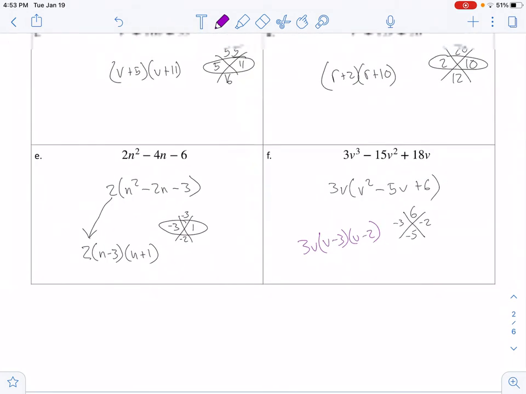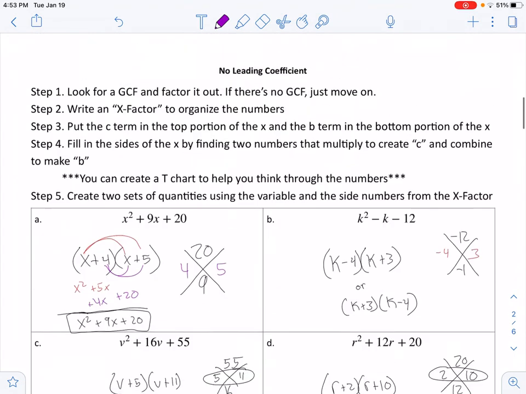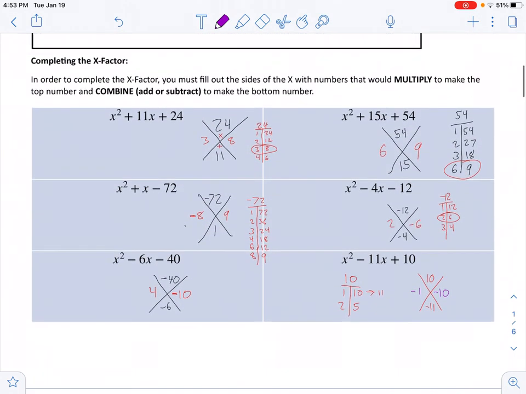Okay, so hopefully that makes sense. The actual factoring goes really fast. Getting the numbers goes really fast once we learn how to complete that x factor.